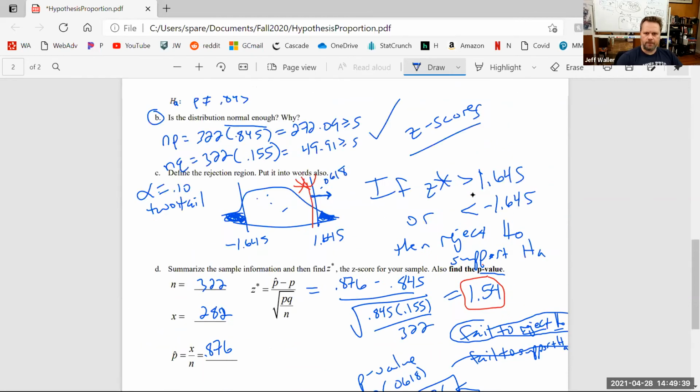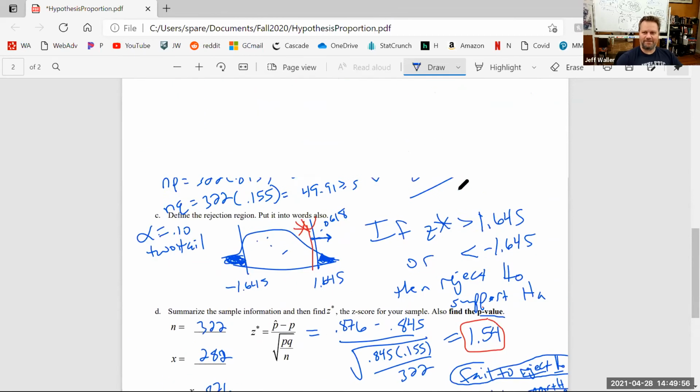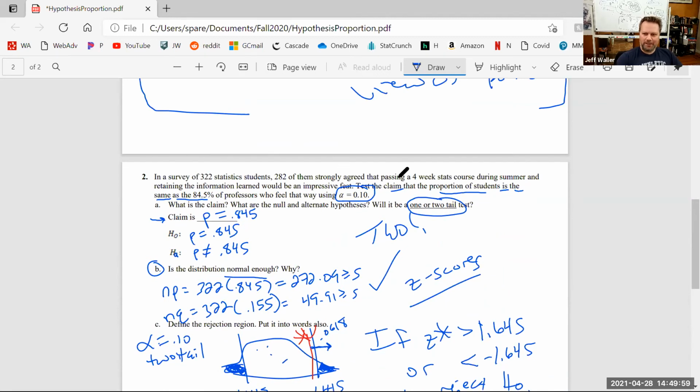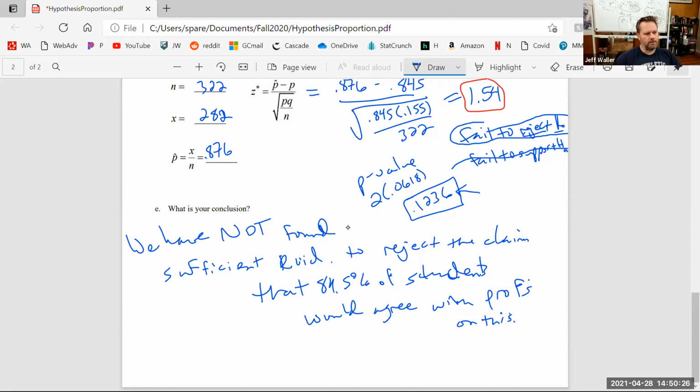That 84.5% of professors, I'm sorry, where am I at? To reject the claim that the percentage of students who would agree that passing a 4-week stats course during the summer and retaining the information would be impressive. I don't know if I got everything in there. That 84.5% of students would agree with profs on this. There. It's too many words otherwise. Okay. Phew.